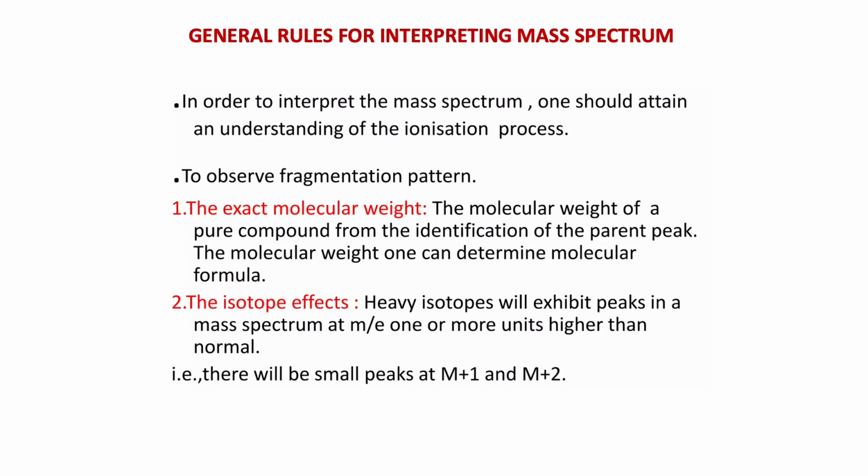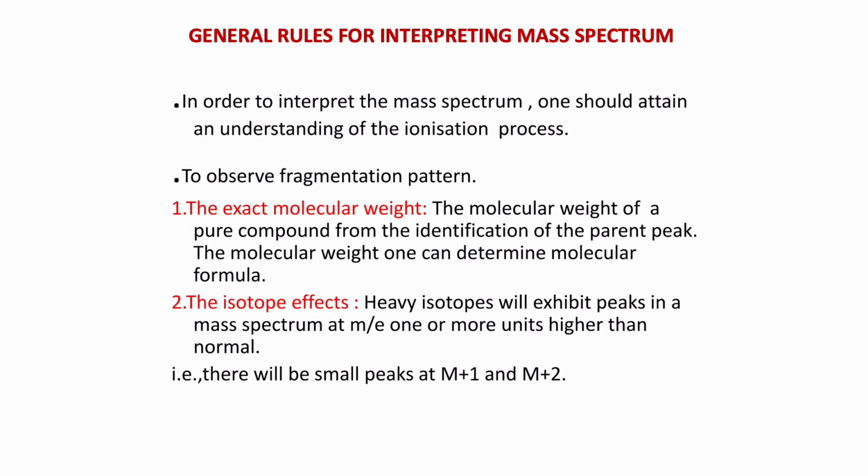So here are some general rules for interpreting the mass spectrum. In order to interpret the mass spectrum, one should attain an understanding of the ionization process, and you should know how to observe the fragmentation pattern. The exact molecular weight is the molecular weight of a pure compound from the identification of the parent peak. From the molecular weight one can determine the molecular formula, and then there are isotope effects.